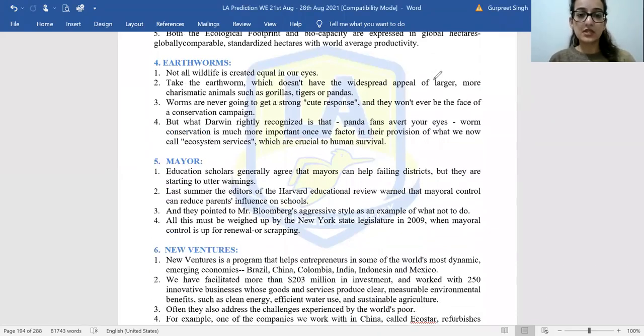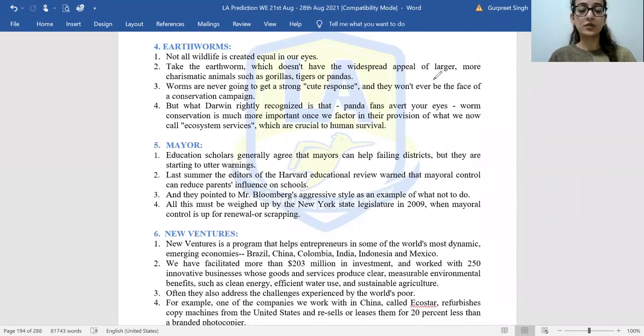Next question is, all right, the one with mayor. This is saying education scholars generally agree that mayors can help failing districts, but they are starting to utter warnings. What we can understand, mayors can help failing district. Okay, mayors can help in something, but they are starting to utter warnings. We understand the word warnings. Mayors can help something in districts. And it is related to education. This is what we mean by getting the crux out of the sentence.